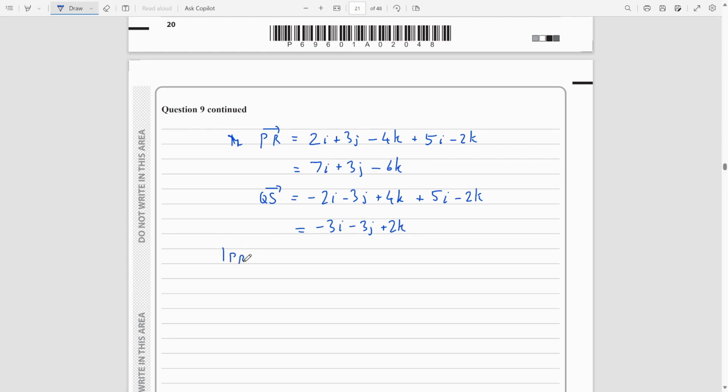So the modulus of PR is root of 7 squared plus 3 squared plus 6 squared, all of that inside the bracket, 49 plus 9 plus 36. So that's root 94. And the modulus of QS is the square root of 3 squared plus 3 squared plus 2 squared. So that's 9 plus 9 plus 4, that's root 22. So what that means is that the area is going to be half of root 94 times root 22.